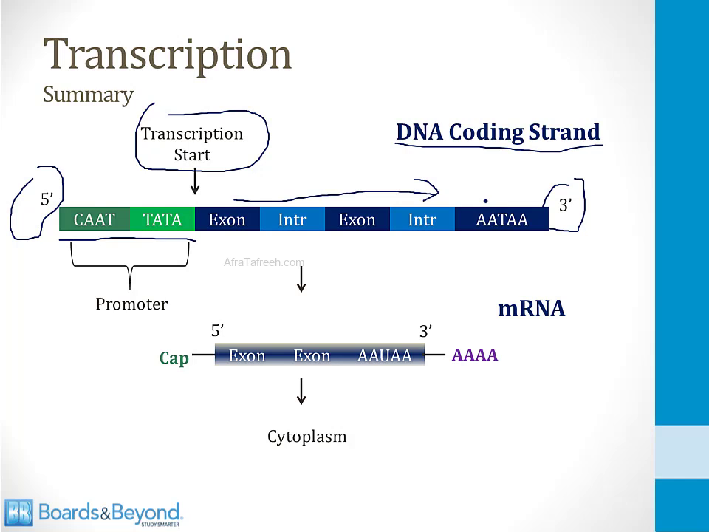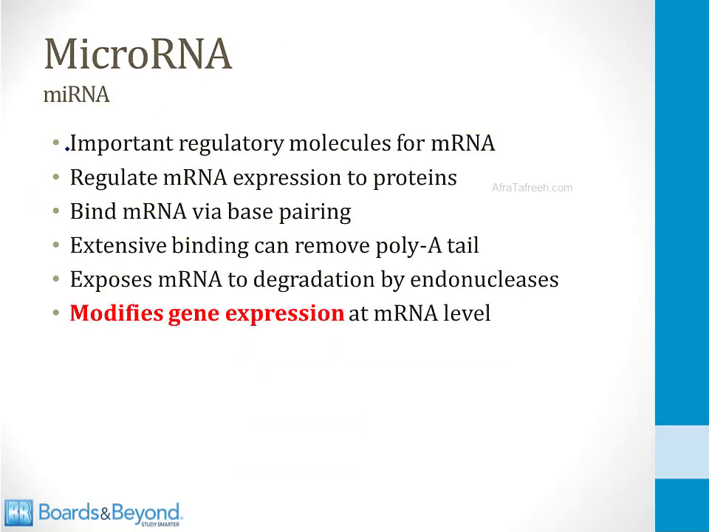end of transcription. This coding strand is transcribed into a piece of mRNA that goes through all the modifications we just discussed. So it's got the cap at the 5' end, it's got the poly-A tail at the 3' end, and all the introns have been spliced out to form a piece of mRNA. That can now go to the cytoplasm to begin the process of translation into a protein. Now, just because a gene has been transcribed into messenger RNA, that does not necessarily mean that piece of messenger RNA will be translated into a protein.